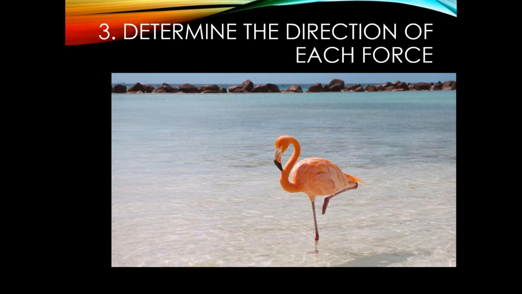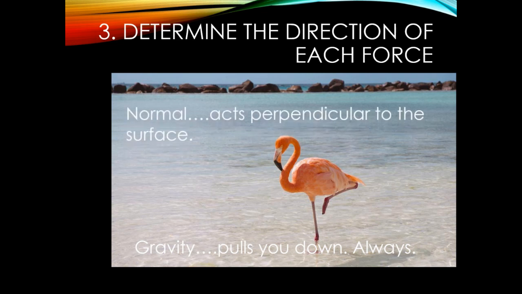Forces are vectors, so that means we need to figure out which direction those forces are acting. So we have gravity and normal as the forces acting on our system. Gravity will pull the flamingo down. Always. If there is ever a situation where that will not be true, it will be indicated in the problem. Now our flamingo looks to be standing on a fairly level surface. The normal force, remember, acts at a right angle to the surface. So if our surface is level, the normal force will be acting straight up.